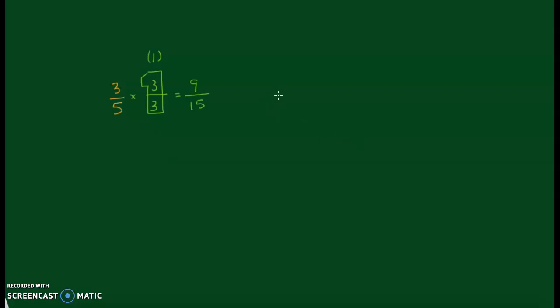Another way, and I didn't do this on the previous one, some of you might be writing your problems like this: 3 times 3 over 5 times 3 to get your equivalent fraction, and that's a perfectly acceptable way to write them as well.